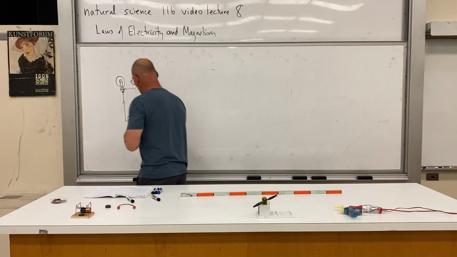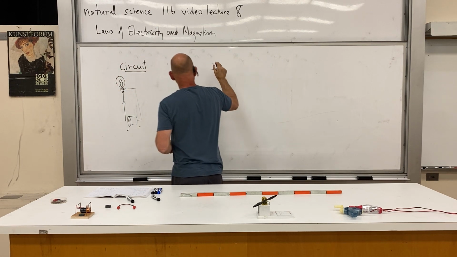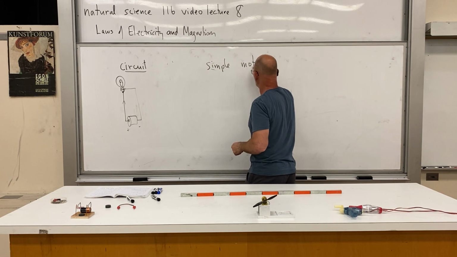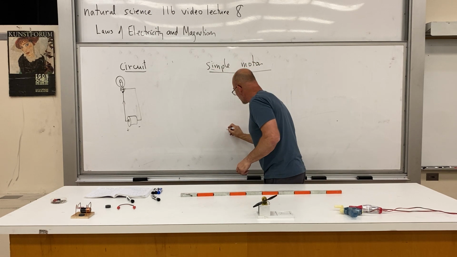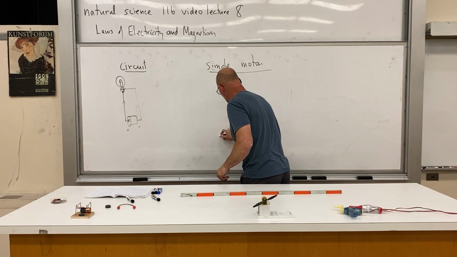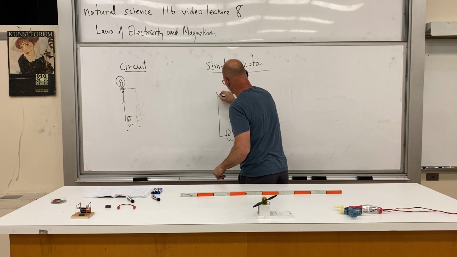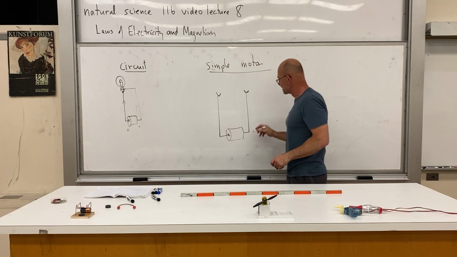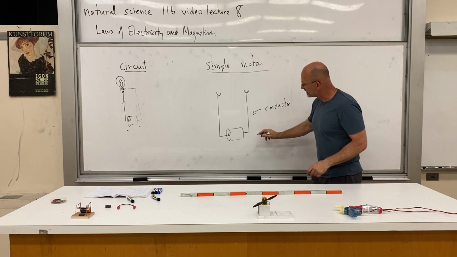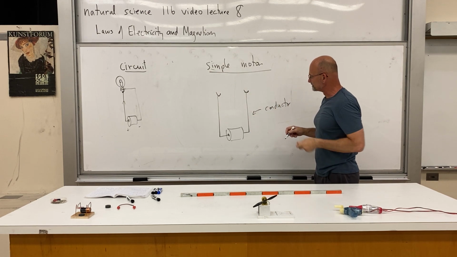So this is our circuit that we've done before. And now the simple motor. So the simple motor has a battery down here. And we bring up, and I'm just gonna say we've got a little conducting frame. So this is conductor on both sides attached to the battery. So if we put a light bulb here, we could make it glow between these things.